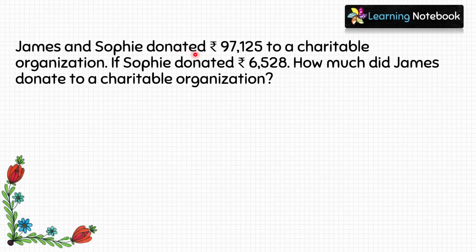Next, again 0 is weaker than 5. So 0 borrows from 7. 7 becomes 6 and 0 becomes 10. 10 minus 5 equals to 5. Next, 6 minus 6 equals to 0. And then we have 9. So our answer is 90597. We will write the answer statement. James donated rupees 90,597 to the charitable organization.